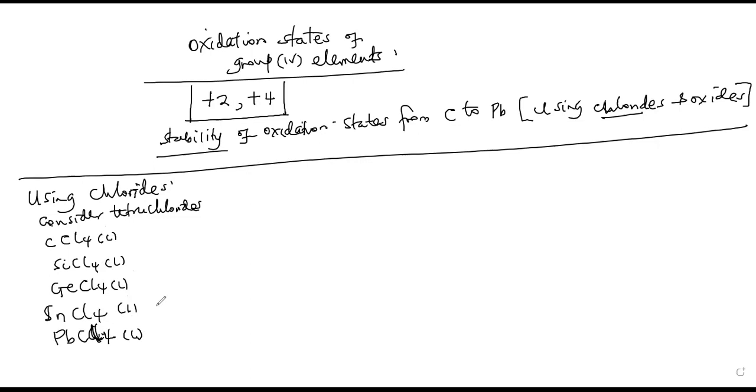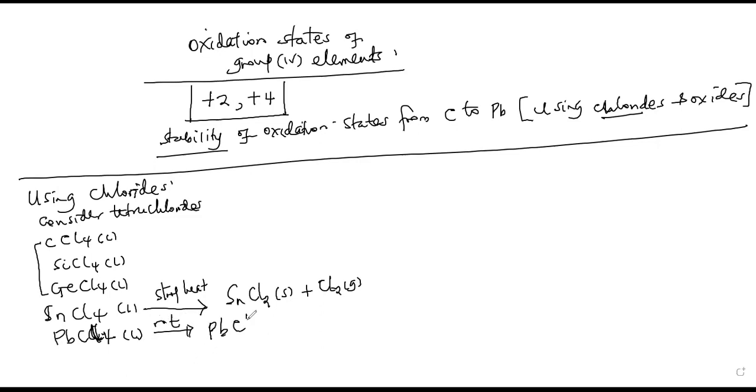Now, all these ones are stable from carbon to germanium. They are all stable. But the tetrachloride of tin, under strong heating, decomposes to tin chloride, which is a solid, and chlorine gas. Same applies to lead tetrachloride. Even at room temperature, it can slightly decompose. But when you heat it, then it's spontaneous and readily decomposes. So we form also lead chloride, solid, plus chlorine gas.